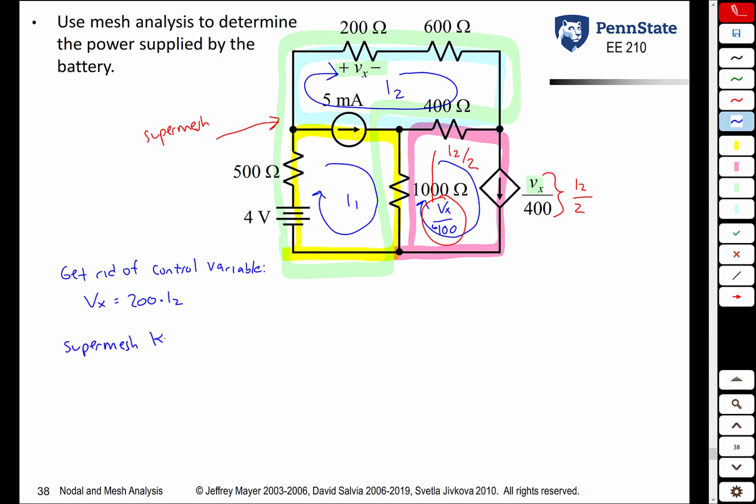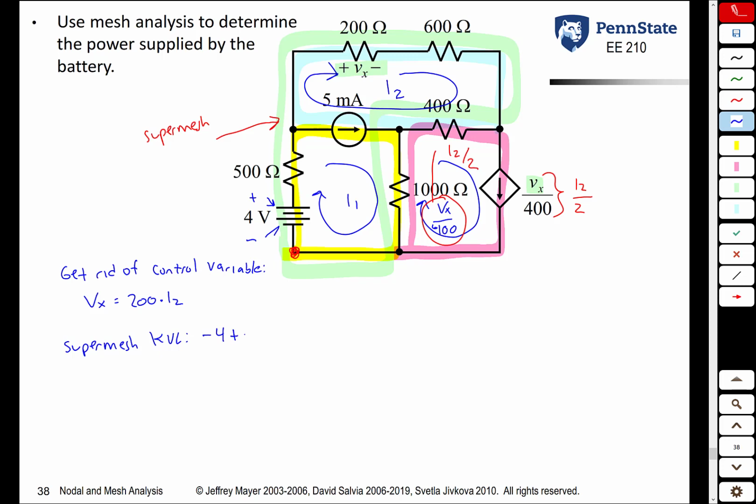So, supermesh KVL equation. Let's start down here. I'm going to go clockwise and sum voltage drops. I hit a 4-volt battery first, and remember this is the minus and this is the plus. So that is negative 4 volts.